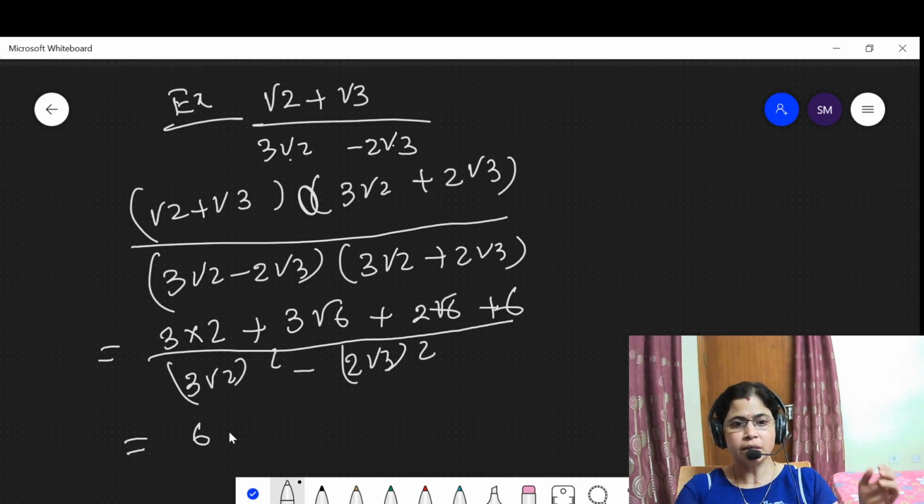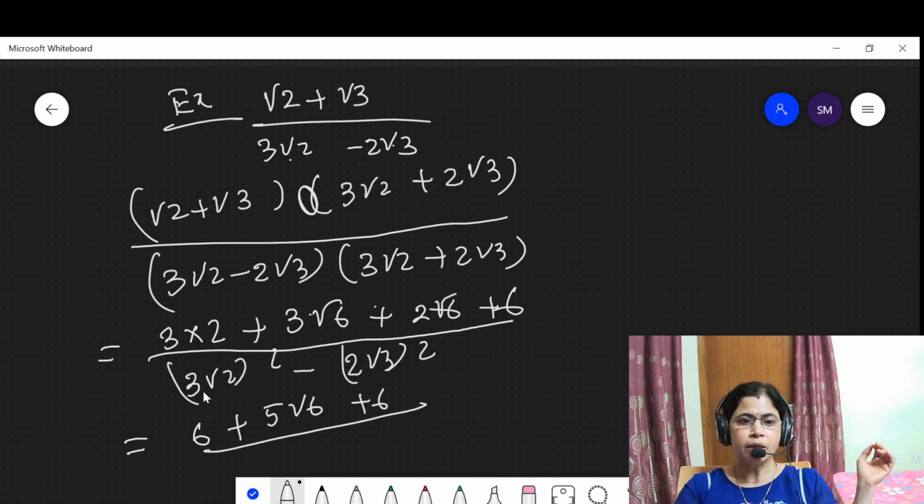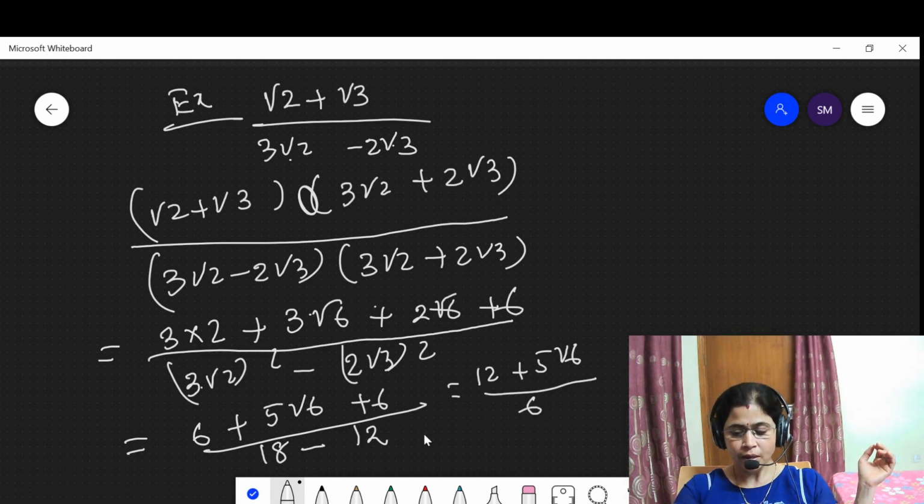Then the numerator is 6 plus 3 root 6 plus 2 root 6. This is 5 root 6 plus 6 upon 3 root 2 whole square, which is 9 times 2, 18, minus 2 root 3 square, meaning 2 square 4 into 3, which is equal to 12. Then here you get 12 plus 5 root 6 upon 18 minus 12, which is equal to 6. This is the answer: 12 plus 5 root 6.